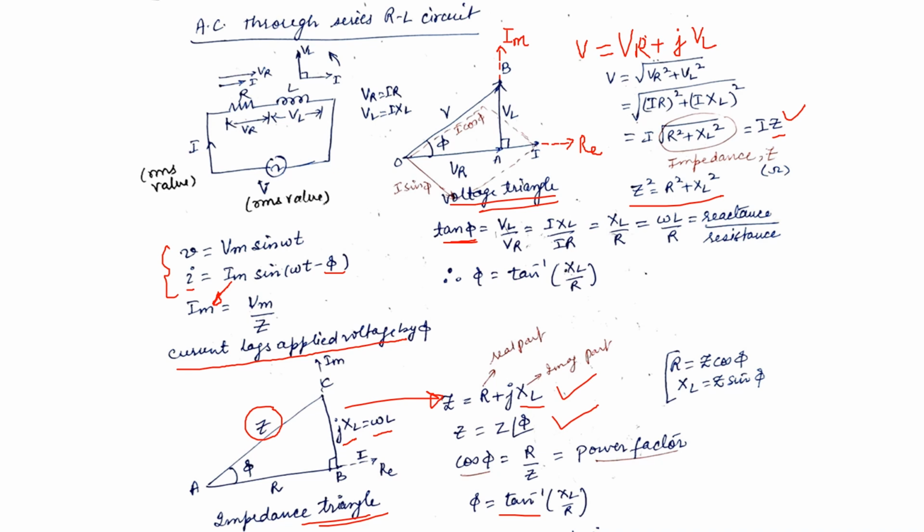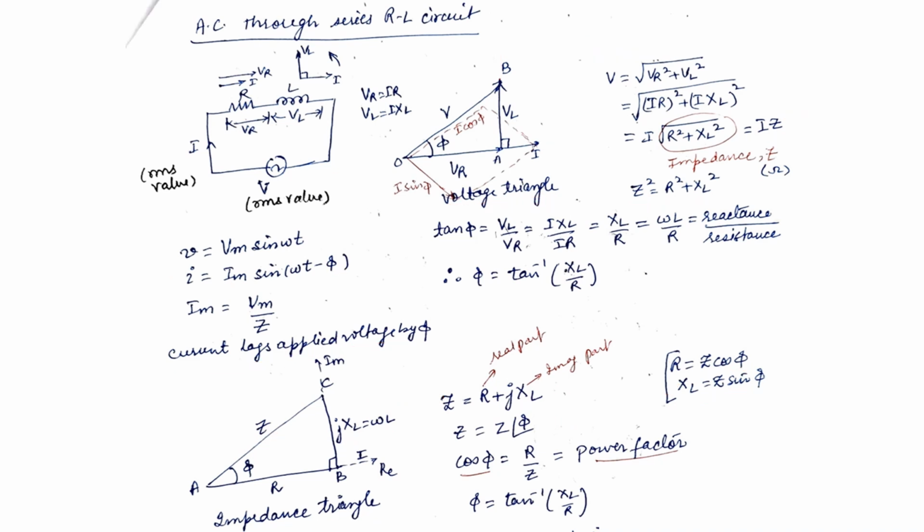Now if I look at the expression for Z, I can write the components of Z as R and XL in terms of Z as R will be Z cos phi and XL will be Z sin phi, which we obtained from this impedance triangle. Now here we can write V as Vm angle 0 and the current we can write as I is equal to Im, the angle will be minus phi.